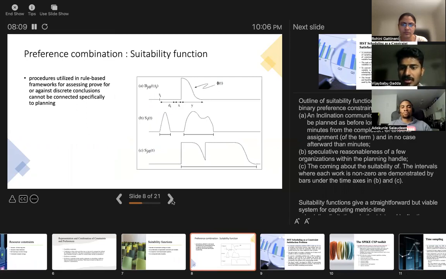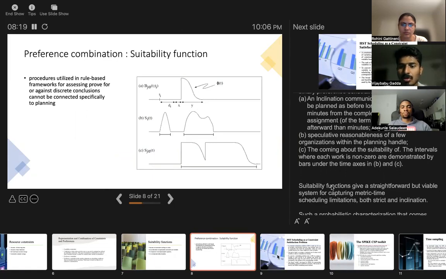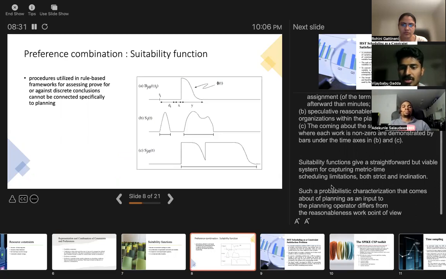A preference expressing that a task ought to be scheduled as soon as possible after some minutes from the completion of another task, and in no case later than some further minutes. Hypothetical suitability of a few organizations within the planning process. The resulting suitability of the intervals where each function is non-zero are indicated by bars under the time axis in B and C.